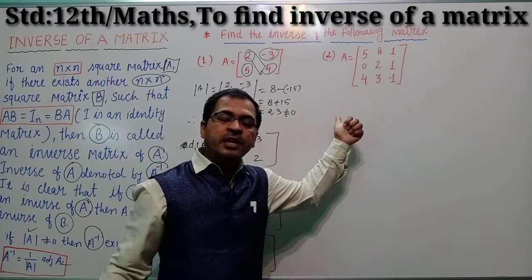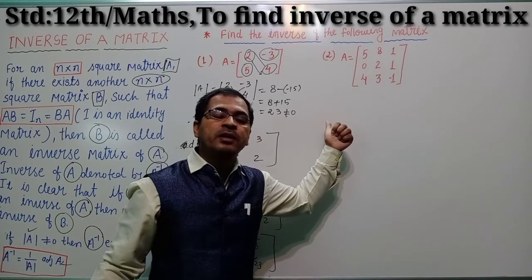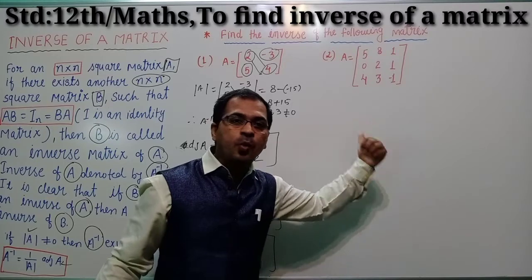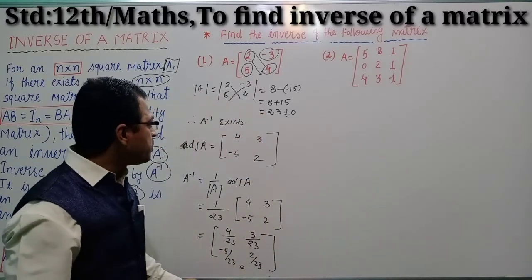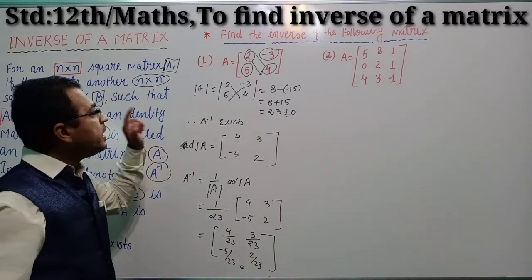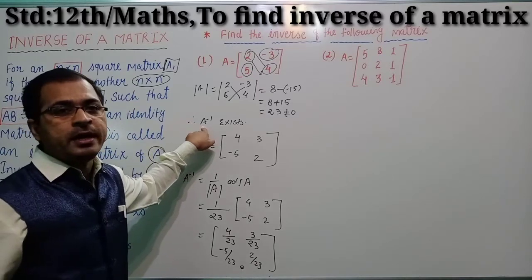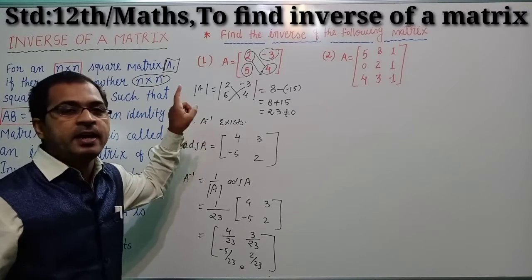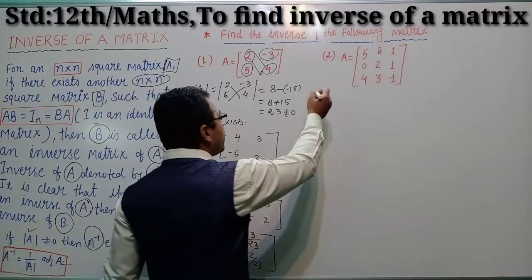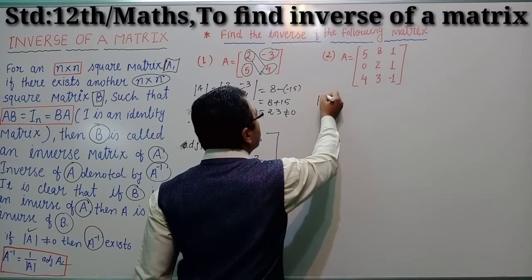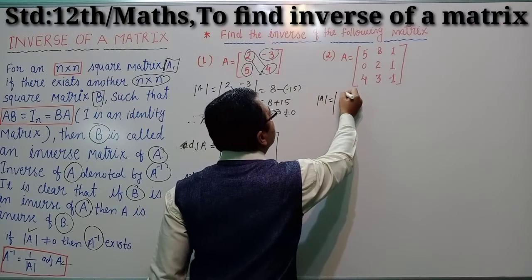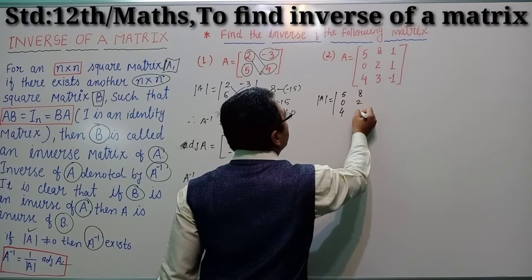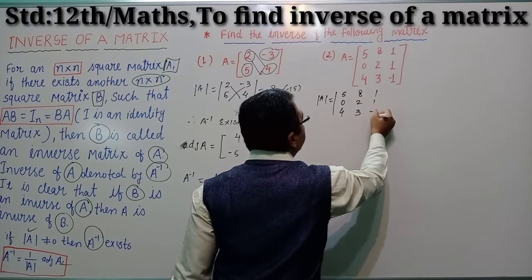So in our previous video lecture you have learned how to find the adjoint of a 3 by 3 matrix, a square matrix. So first of all students, you will check whether A inverse exists or not, right? For that you will have to find the determinant value of that matrix. So modulus A can be written as 5 0 4 8 2 3 1 1 minus 1.